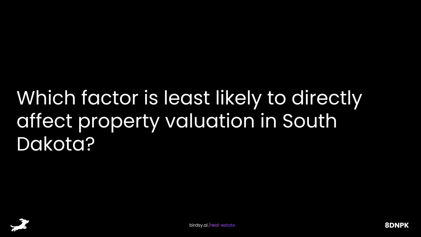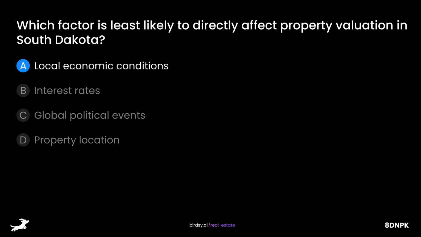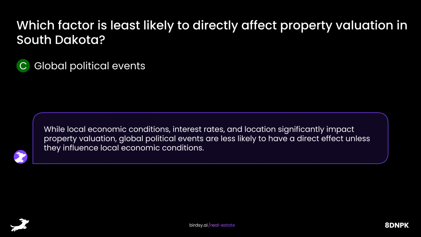Which factor is least likely to directly affect property valuation in South Dakota? Is it A, local economic conditions, B, interest rates, C, global political events, or D, property location? The answer is C, global political events. While local economic conditions, interest rates, and location significantly impact property valuation, global political events are less likely to have a direct effect unless they influence local economic conditions.